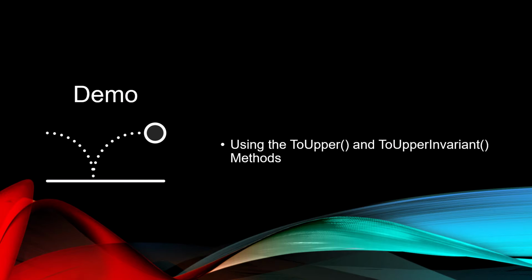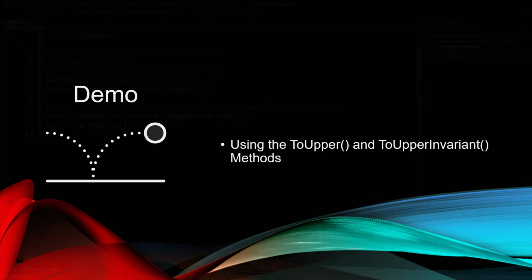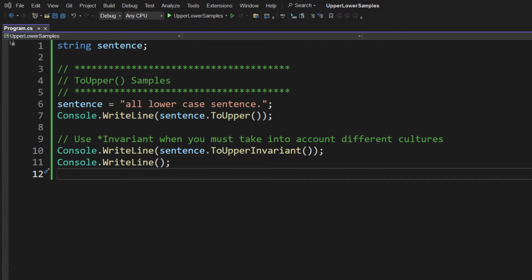Let's take a look at using the ToUpper and ToUpperInvariant methods. I've created a console application and I defined a single variable called sentence, and sentence I've set to all lowercase sentence. So I'm going to write that out now to the console, but I'm going to apply the ToUpper method to that string, and that will convert all of those letters to uppercase.